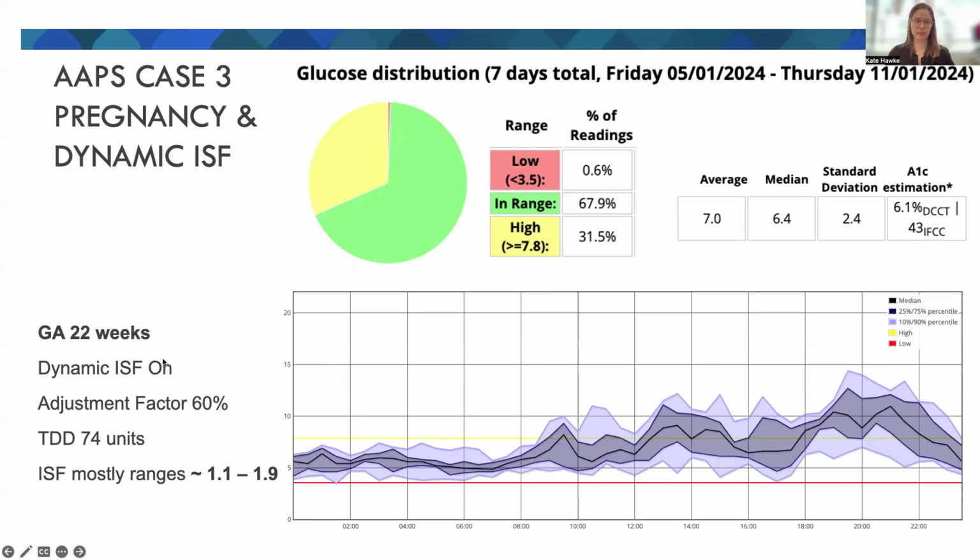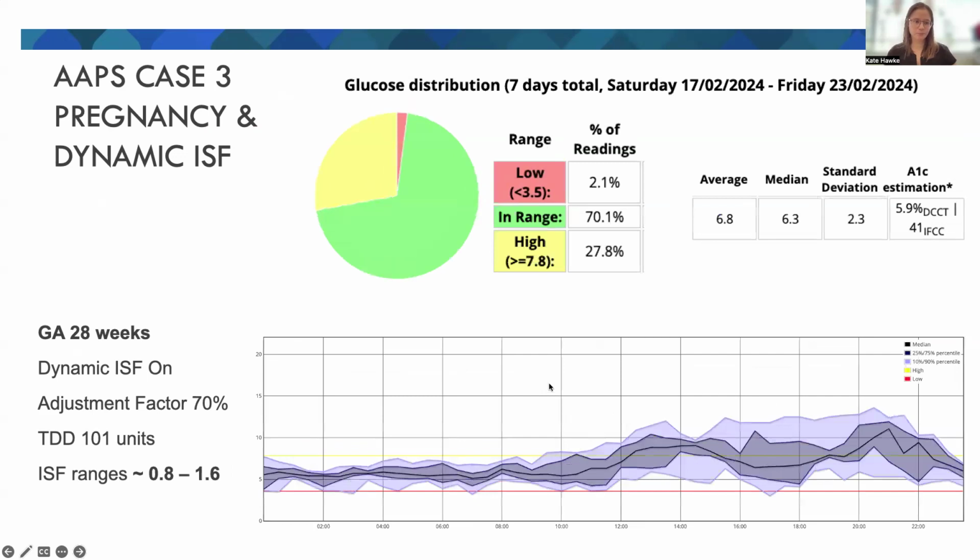So we push the adjustment factor to 60%. We're starting to try to push up to that 70% time in range here. And our ISF is now ranging 1.1 to 1.9 through the day, depending where glucose is at. Now, at this point, our TDD is 101 units per day. We're gestationally 28 weeks.